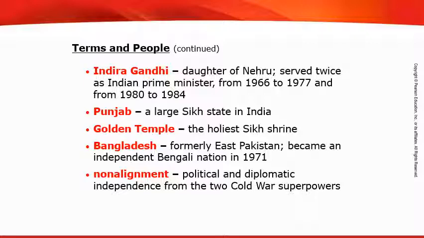Bangladesh is a country today which was once East Pakistan, and it got independence from Pakistan in 1971. Non-alignment is a kind of political policy which means that a country will remain impartial in any dispute and will not side with either of the two warring sides. So it will remain unsided. It is a kind of political and diplomatic independence, particularly during the Cold War, a rivalry between the two big powers.